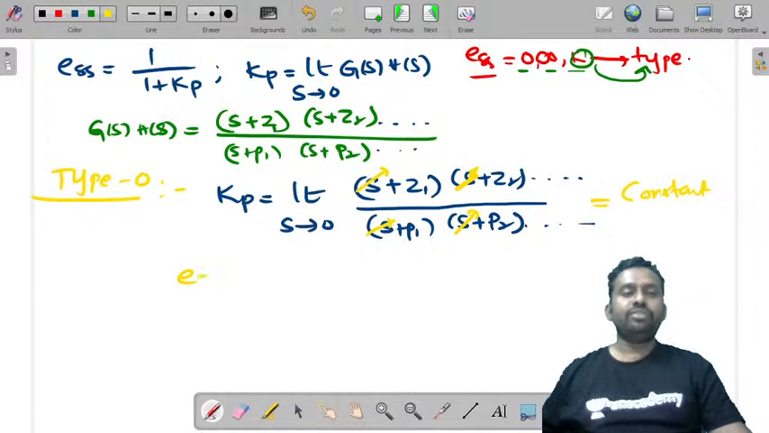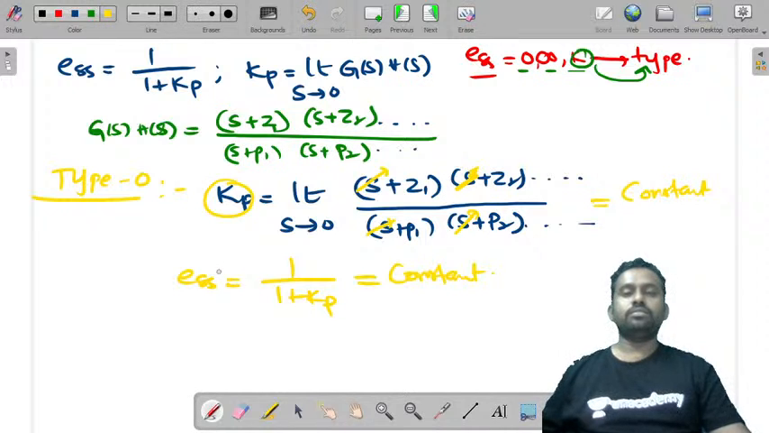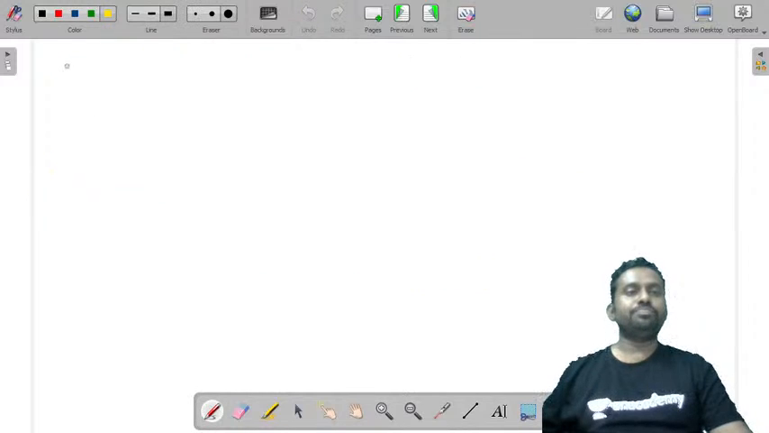And if you write ESS is equal to 1 by 1 plus Kp, if Kp is a constant value, then ESS will also remain a constant value, right? So this is the steady state error for step input. Now if you're taking a type 1 system, let us consider type 1 system.